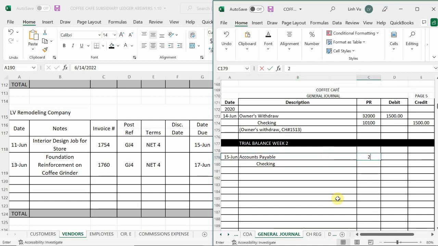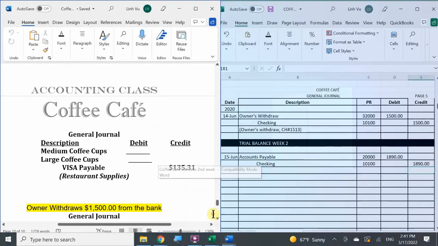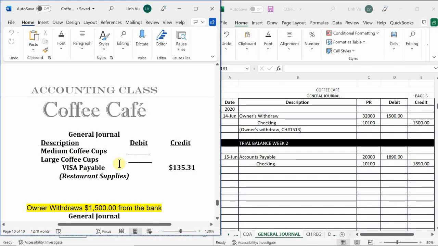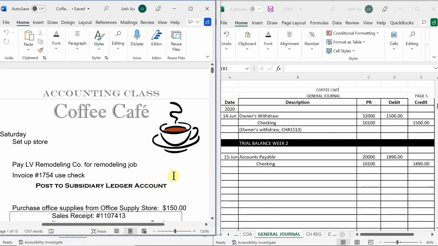Good. So what is my checking account number? 1010. And how much am I going to pay them? $18.90. Now I said I'm going to be paying with a check, right?